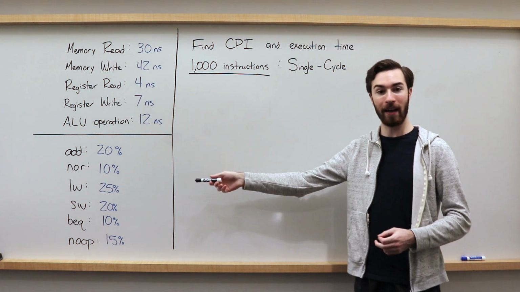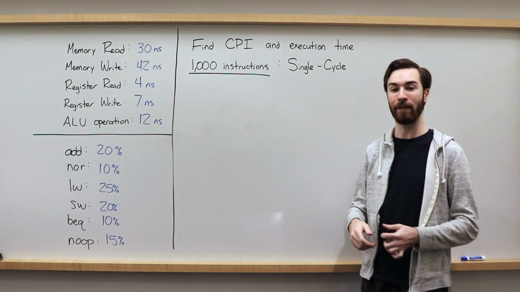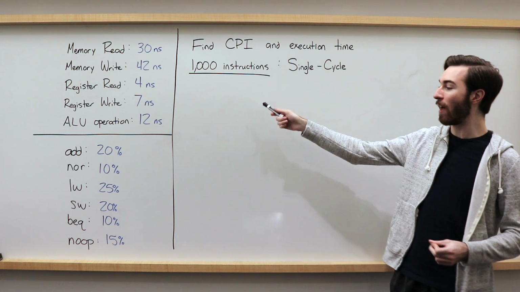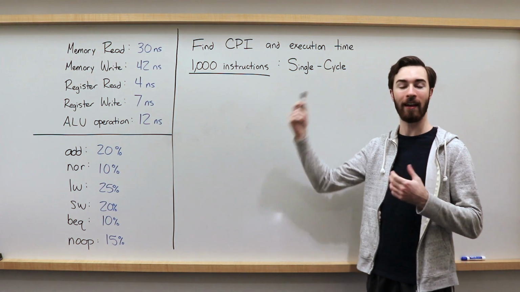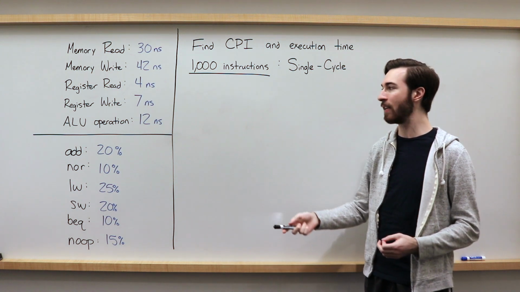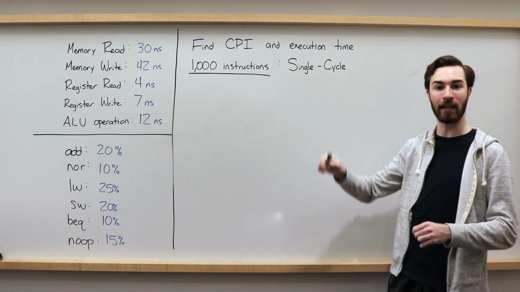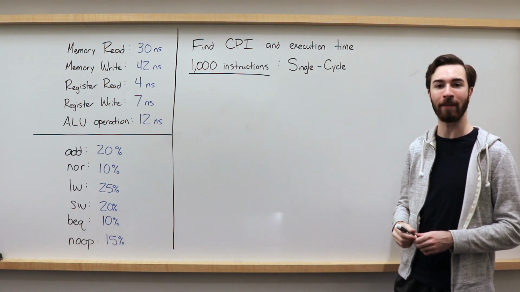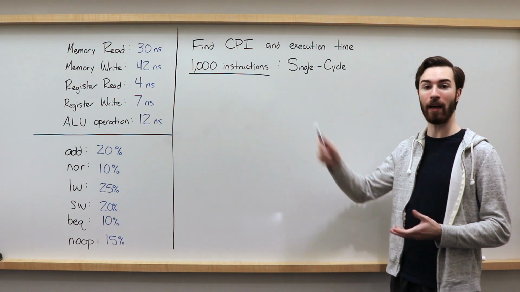And then down at the bottom, we have the percentages of the different types of instructions that we have in a certain benchmarking program. If we assume there are 1,000 instructions with those percentages operating on a single cycle or multi-cycle or pipeline data path with these latencies, we need to calculate the CPI, or cycles per instruction, and the execution time of that benchmarking program. To start off with, we will start with the single cycle data path.